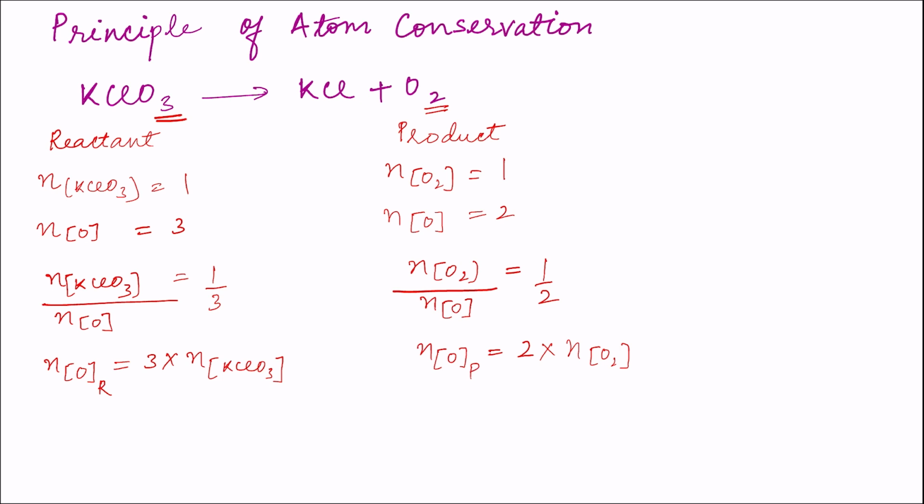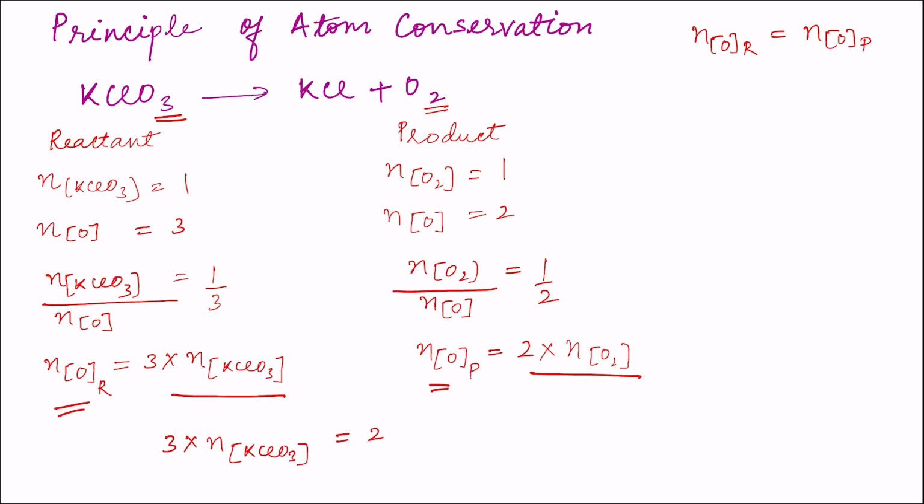Now according to the principle of atom conservation, moles of oxygen on the reactant side will be equal to moles of oxygen on the product side. The left hand side of the equation is equal, therefore the right hand side of the equation will also be equal. Therefore it can be written as 3 into moles of KClO3 is equal to 2 into moles of oxygen.